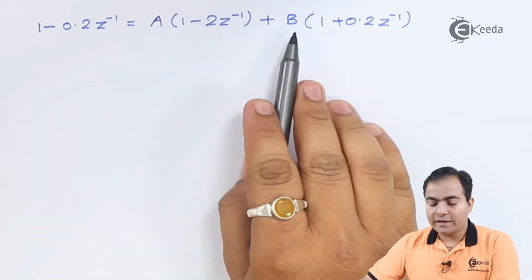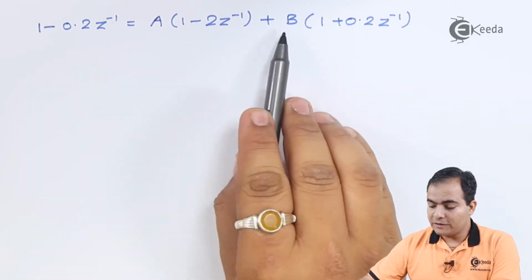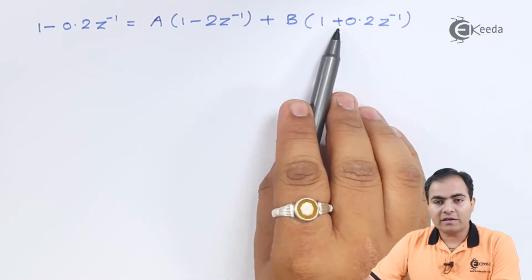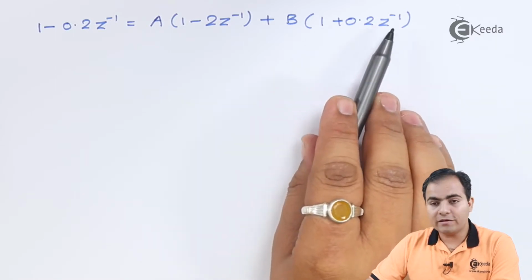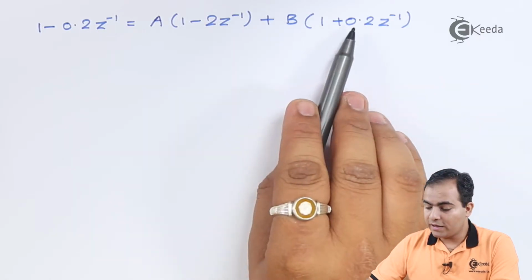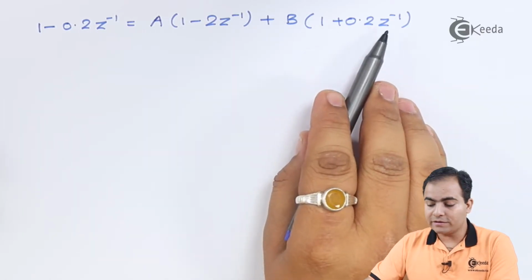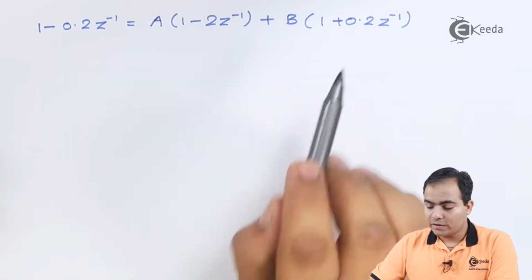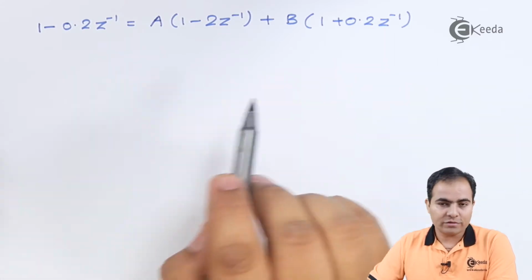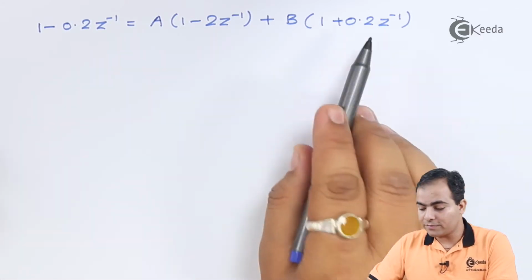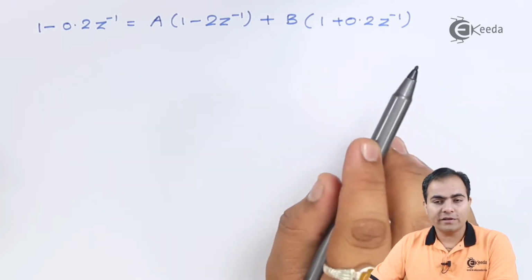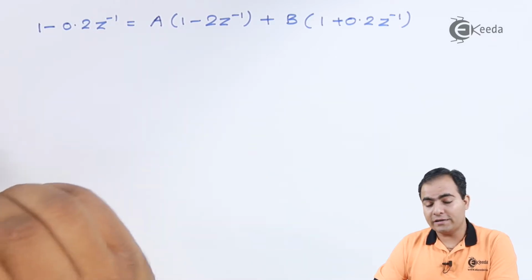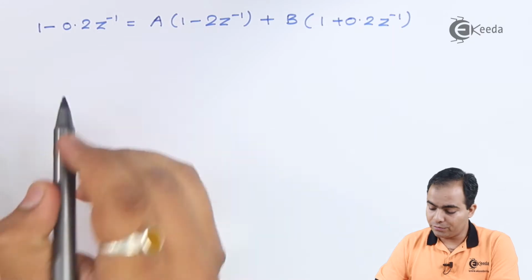We have already calculated the value of B. Now we want the value of A, which means we have to remove this B value. How do we remove it? Here we have a plus sign, so we have to substitute a Z inverse value that has a minus sign, and this will also remove the 0.2 value. If I substitute 1 upon 0.2, that is also fine, because 0.2 will get cancelled. If we substitute Z inverse equal to 5, that is also fine. So I'm going to substitute Z equal to minus 5, or else Z inverse equal to minus 1 by 0.2.